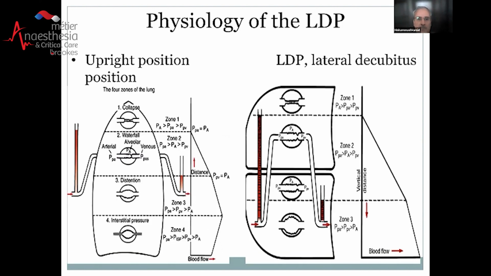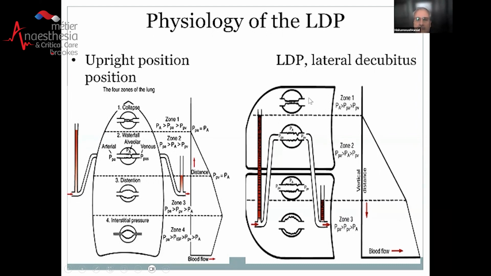But when you move the patient to the lateral position, where one lung is dependent and the other one is non-dependent, then the blood will move down to the dependent area of the lung. So this is the zone 3 and the upper one will be the zone 1. Again, the same concept.